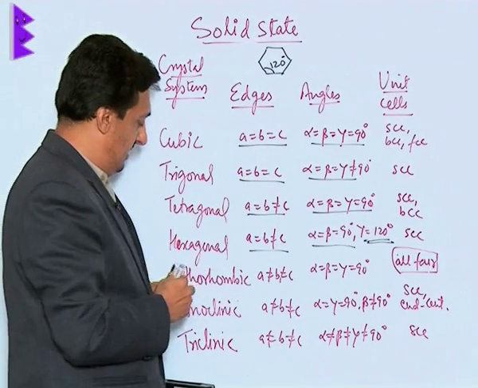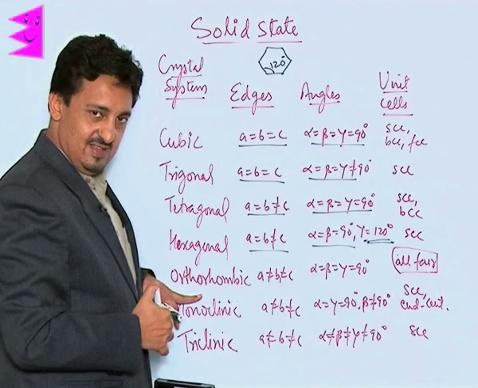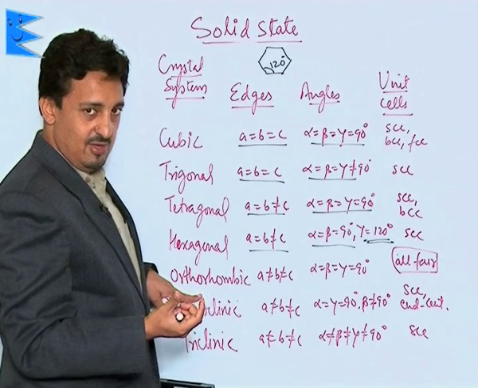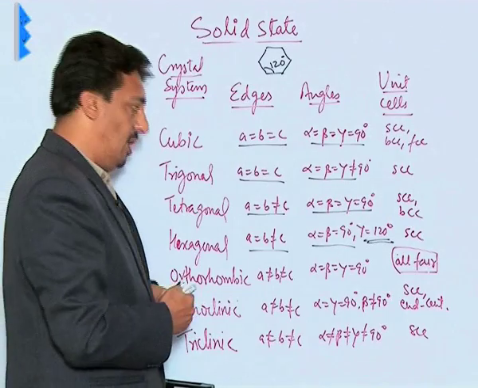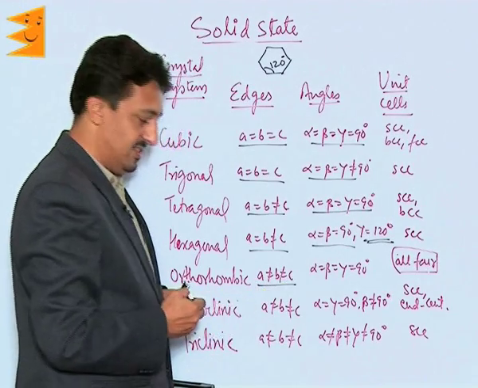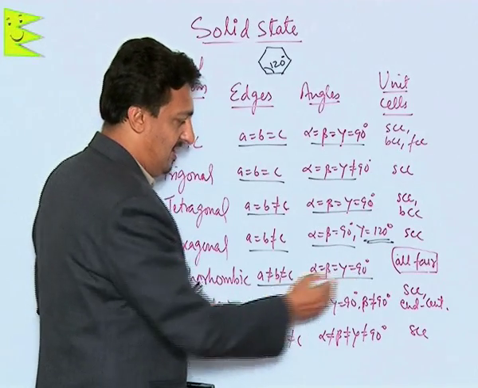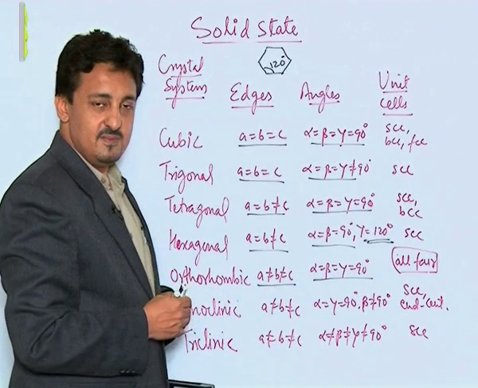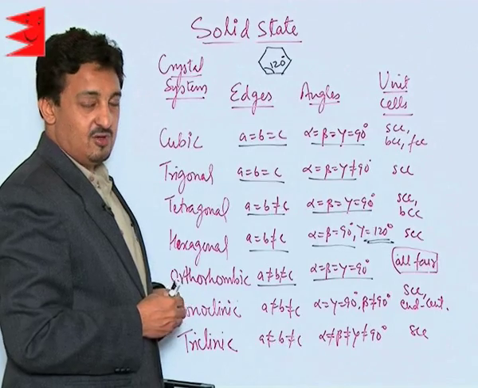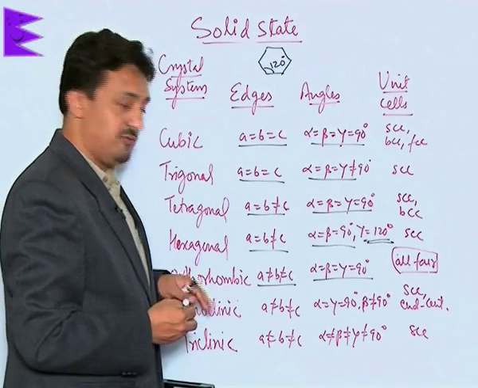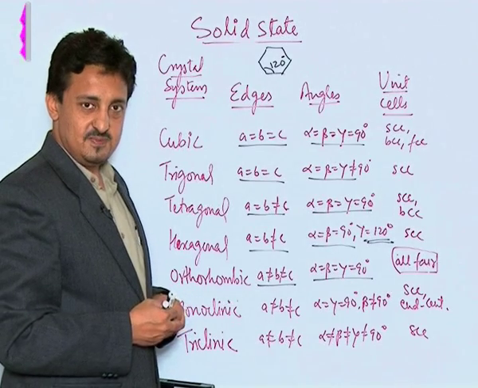The next is orthorhombic unit cell. In this type of crystal system, the unit cells are called orthorhombic unit cells. What we find is all 3 edges are different from each other. None of them are equal to each other, but all angles are equal to each other and they all are at 90 degree. So this is called orthorhombic unit cell. The matchbox is an example of orthorhombic type of unit cell.